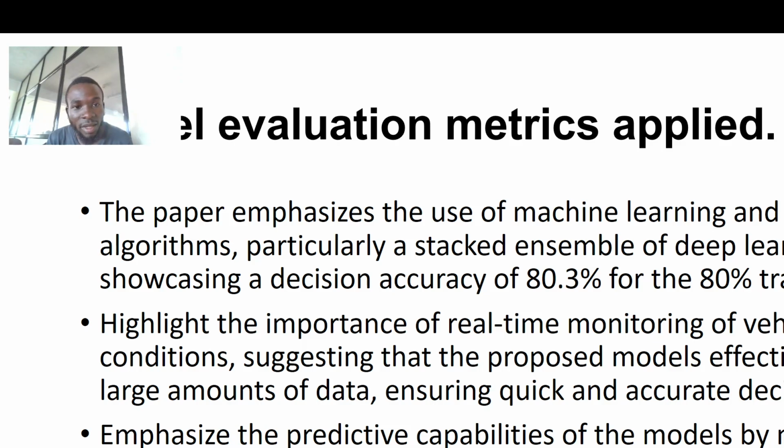So the model evaluation metrics applied, the paper emphasizes the use of machine learning and deep learning algorithms, particularly a stacked ensemble of deep learning, showcasing a decision accuracy of 80%, which I've already talked about. They are mainly using machine learning and deep learning, whereby they created a decision model and they got a decision accuracy of 80%. That implies that what it predicted was the accurate prediction.